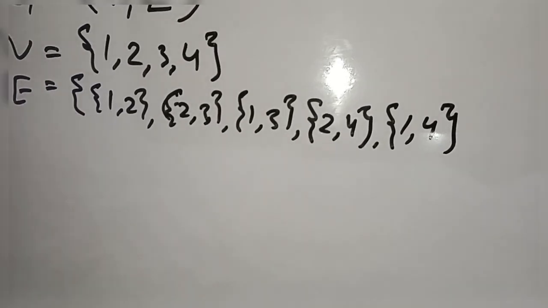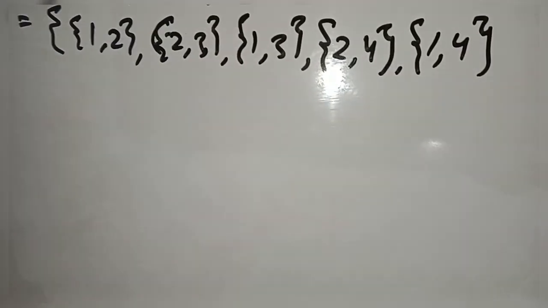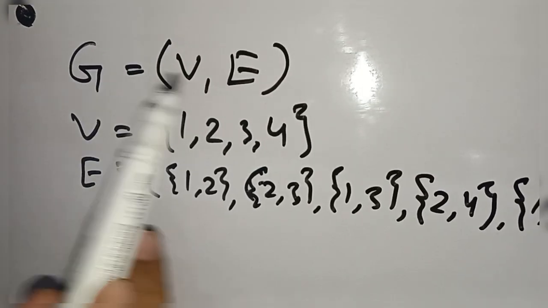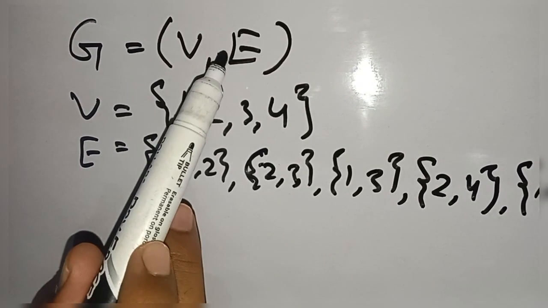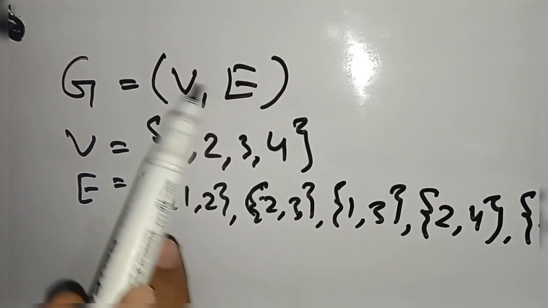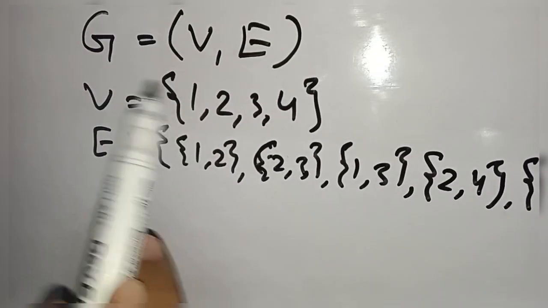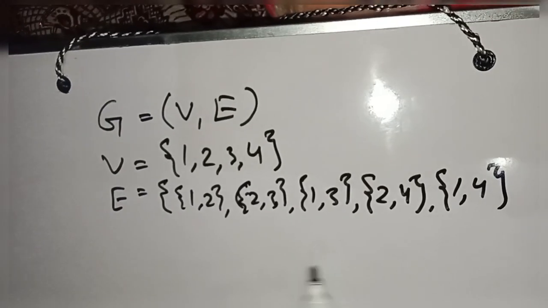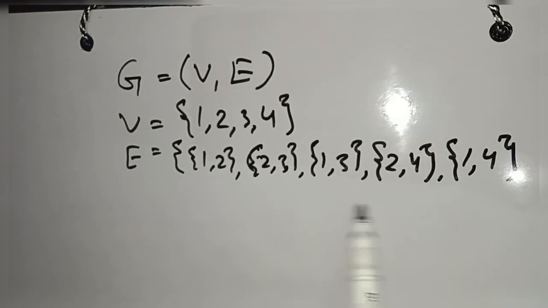So basically we have to construct an undirected graph. A graph is a kind of ordered pair of two things, or a tuple, that contains V and E, where V is the set of nodes in the graph and E is the set of edges in the graph.